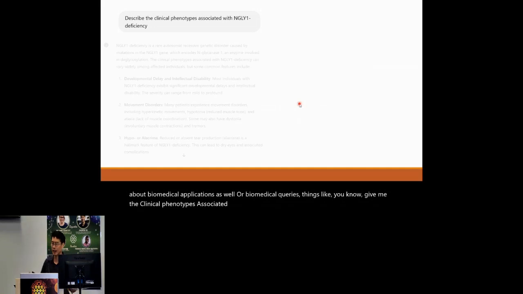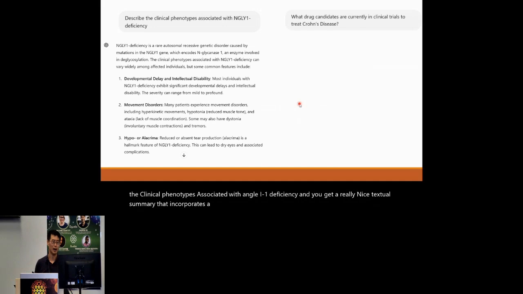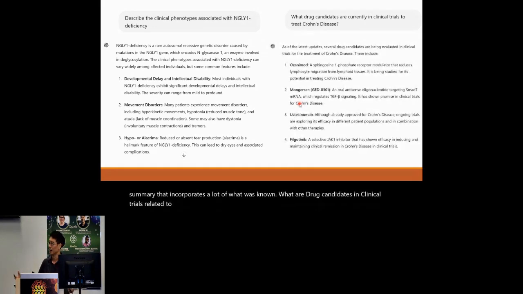But nevertheless, I think we could see the value of this when we start thinking about biomedical applications as well, or biomedical queries. Things like, give me the clinical phenotypes associated with NGLI1 deficiency, and you get a really nice textual summary that incorporates a lot of what was known. What are drug candidates in clinical trials related to Crohn's disease? Again, really powerful. I think we all saw the power of this sort of text-based output.